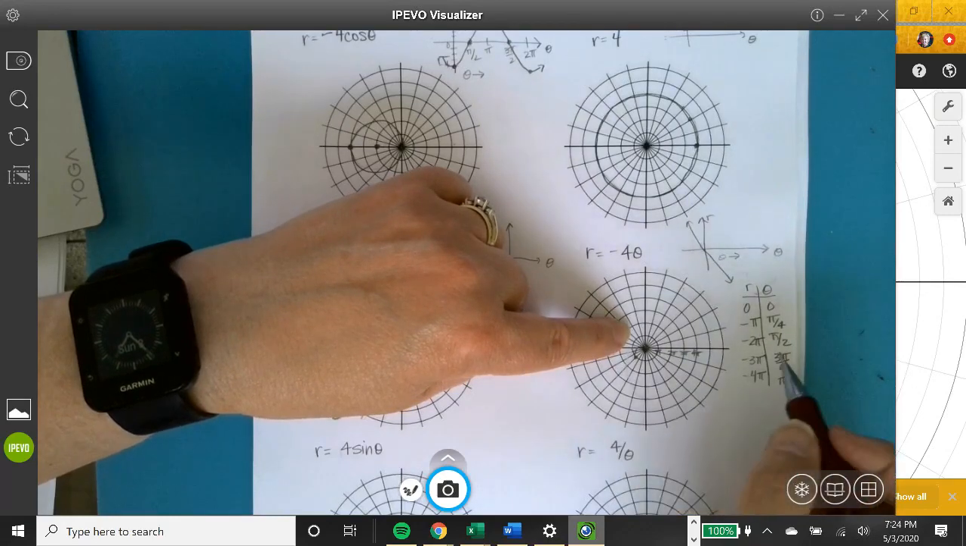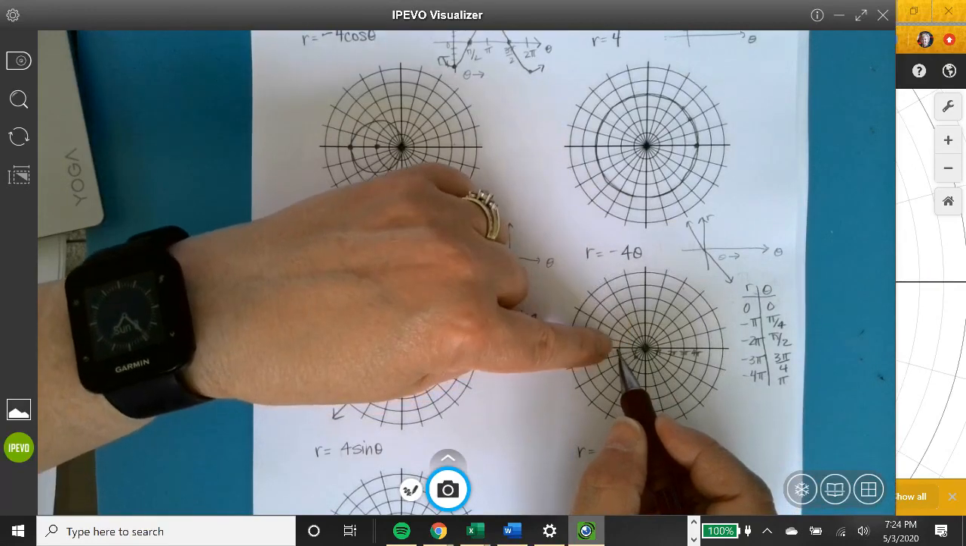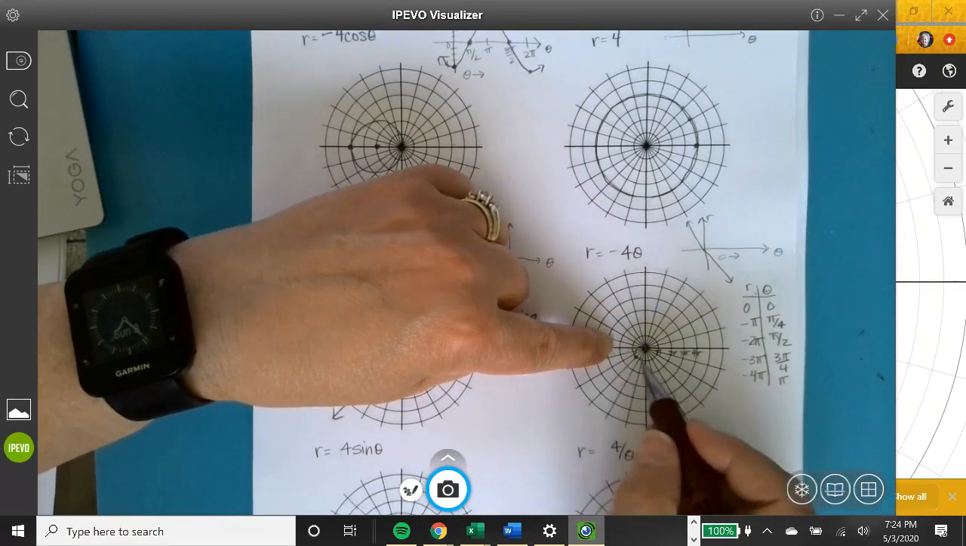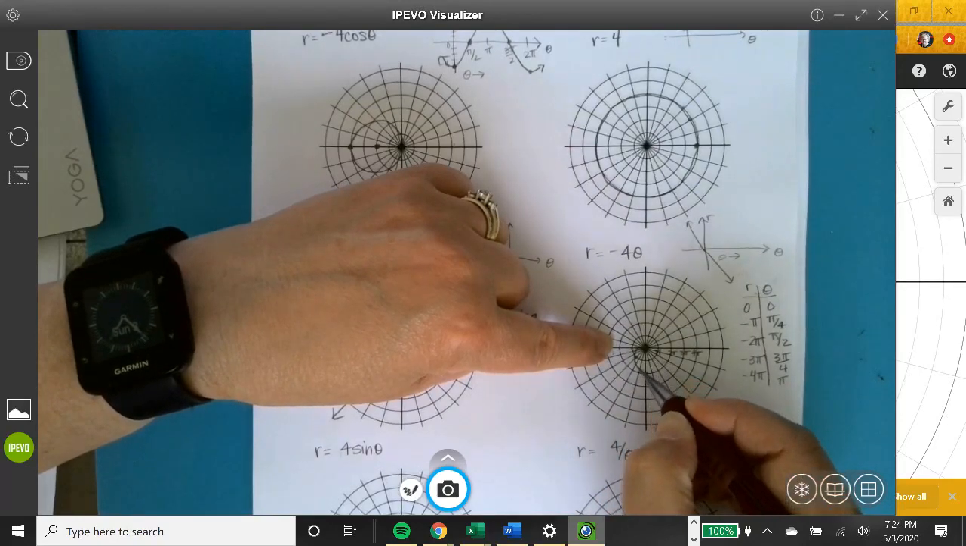Rotating pi over 4. Then we're going to go out radially negative 2 pi, which would be 1, 2, because they're in increments of pi. And then I'm going to rotate pi over 2. So I'm going to end up here. This is 1, 2, rotate pi over 2. So I'm going to go out radially pi over 2.